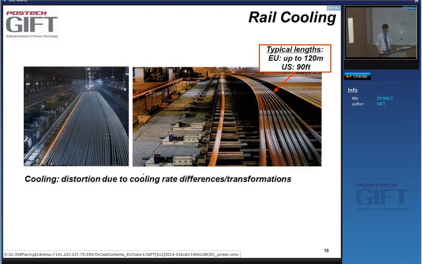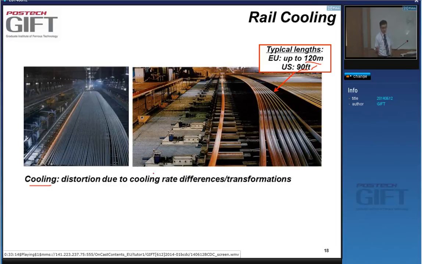So again, just a few images here of a production line. Cooling beds of modern rail producing facilities are always very impressive, because in Europe, and I think in China, you have now lines that will produce 120 meters of rail. In the US, the maximum length up to now is 90 feet, that's about 30 meters, yes? So that's considerably smaller, yes? And you get this distortion during the cooling, as I said.